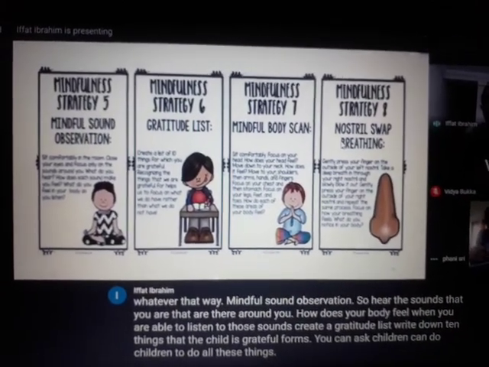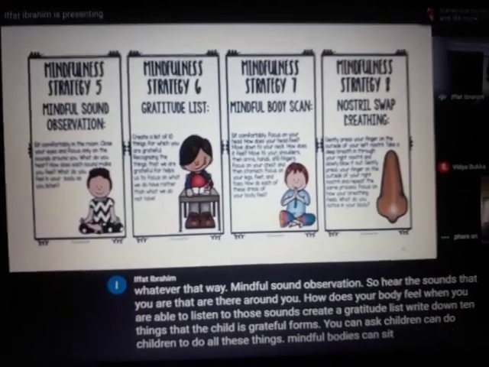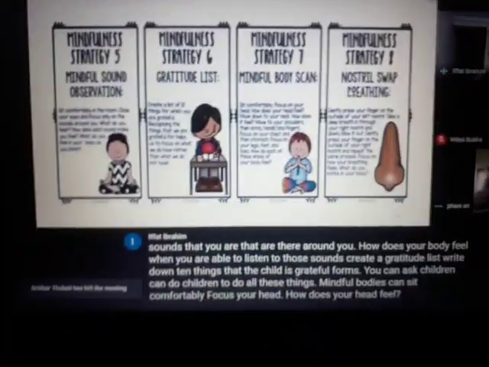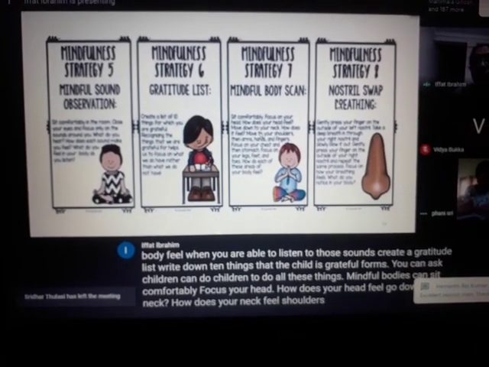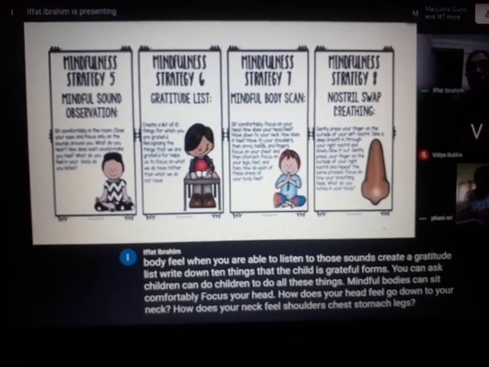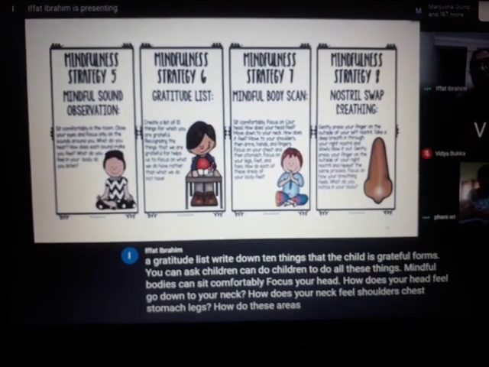Mindful body scan. Sit comfortably. Focus on your head. How does your head feel? Move down to your neck. How does your neck feel? Shoulders, chest, stomach, legs. How are these areas feeling?